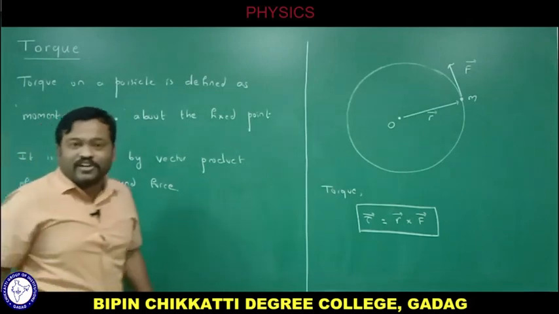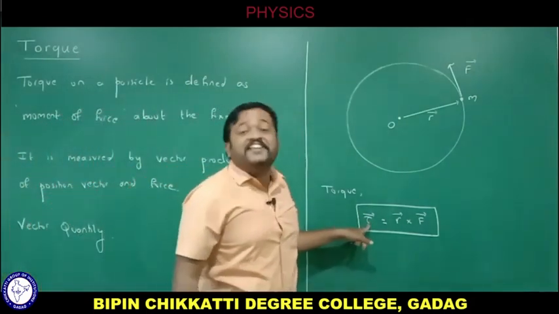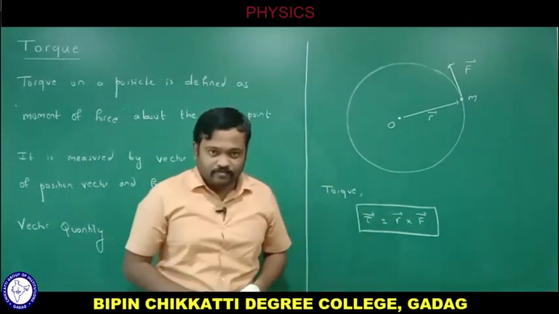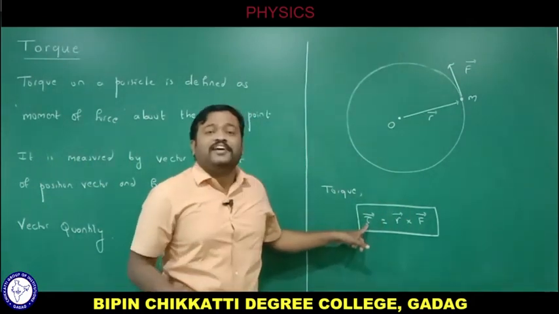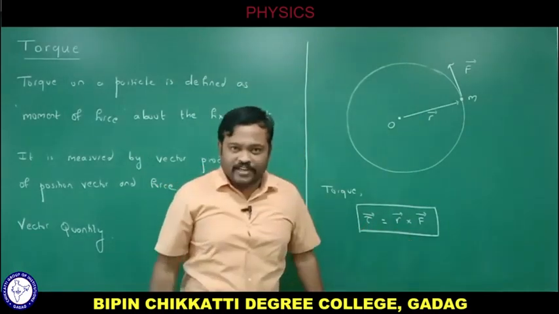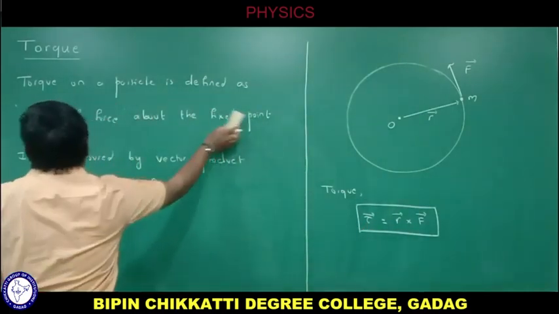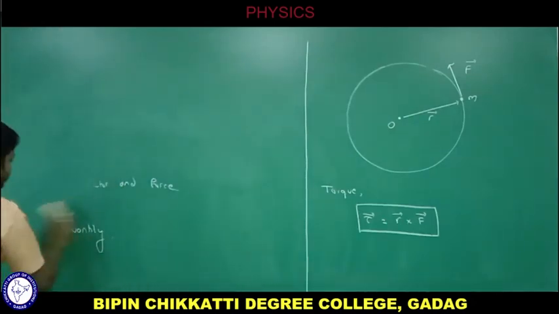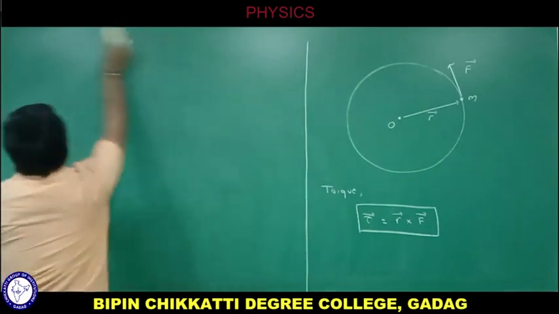Whenever I speak about a vector quantity, I need to tell about its direction. You know that whenever you take the vector product, the direction of the result will be perpendicular to the plane containing these two vectors. Now let us check out what is the direction of torque. Now let me speak about direction of torque.